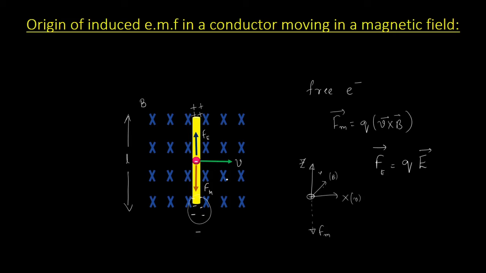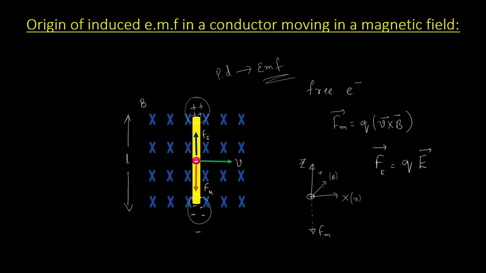Now at some particular point, we will reach a steady state. Steady state means the electric force will start balancing the magnetic force. Whenever the electric force balances the magnetic force, we say we have reached the steady state. So the ends of the conductor now have a potential difference, or we can say an EMF is developed between the ends of the conductor. So we are now going to find out what this EMF is.